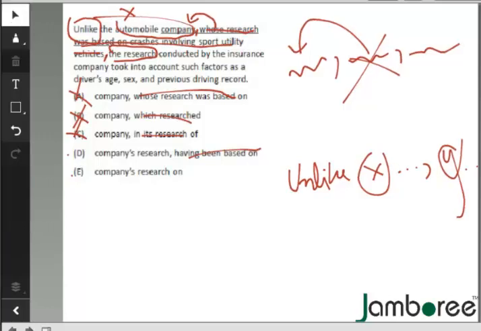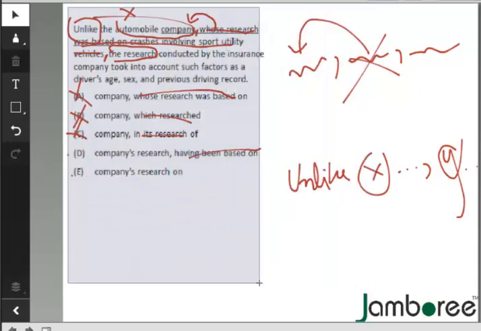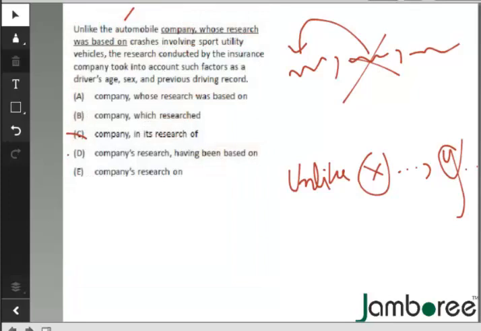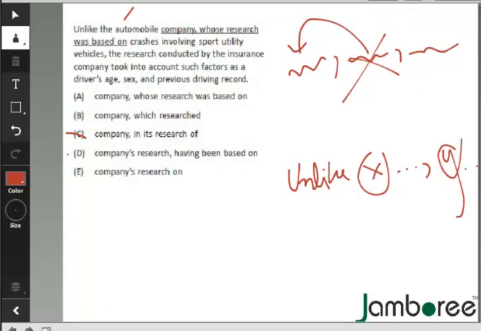Now how do we pick from these two? Let me clean up the screen a bit. Okay, so now these are out. Now we read, unlike the automobile company's research having been based on, it just does not make any sense, way too long. And if we read, unlike the automobile company's research on crashes, the research. So this is a very clear formation, concise. So this is your correct answer. This is not your correct answer. Understood?